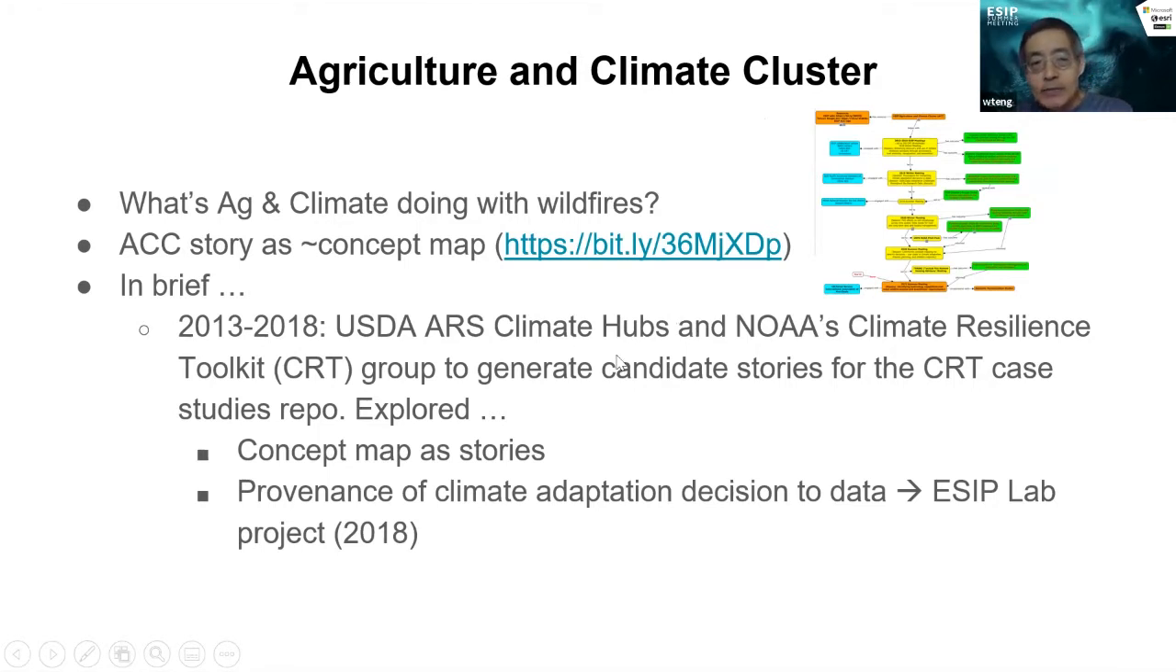And for the next several years, among other groups, we worked quite a bit with the USDA Agricultural Research Service and the climate hubs, and NOAA's Climate Resilience Toolkit, the CRT group, to generate candidate stories for their CRT case study repository. But in doing so, we also explored telling stories via concept maps, as well as tracing provenance of climate adaptation decisions to data, including a 2018 ESIP Lab project.